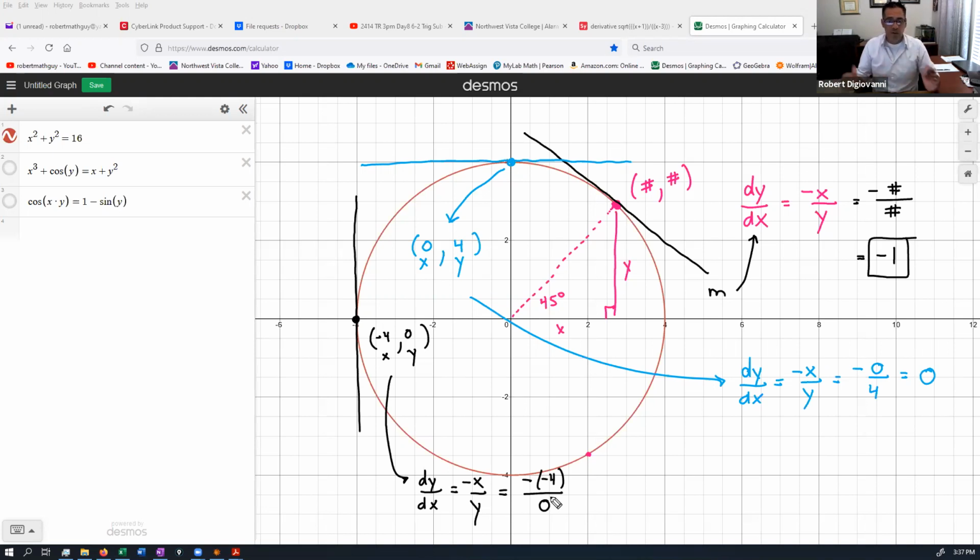We took the equation of a circle and now we have a new formula that will generate the slope of the tangent line at any point on the curve. You just have to give me the point. As long as you give me the point, I can give you the slope.